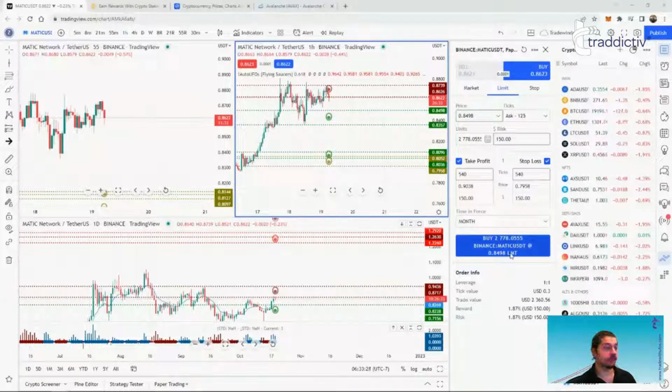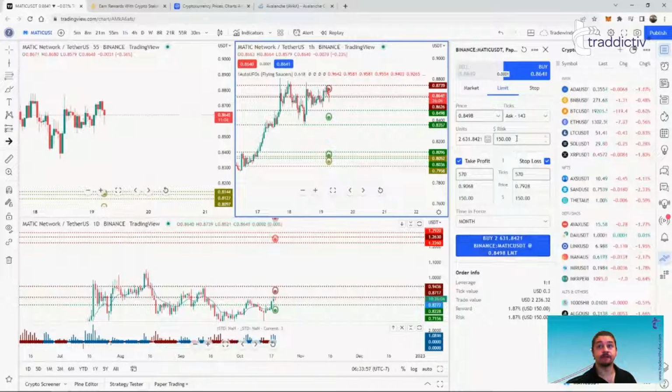So we're gonna go ahead and buy at 84.98, and as we said, our stop is going to be below the 79.58. We actually do need to add a little bit of room down below. So we're gonna go at 0.7570. That's that 1-to-1. So let's go ahead and buy that.